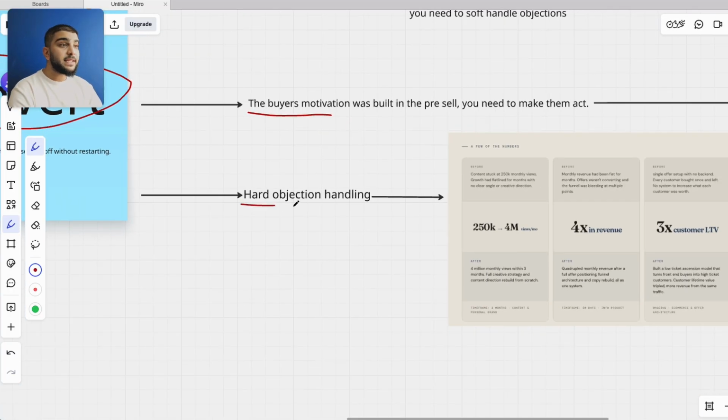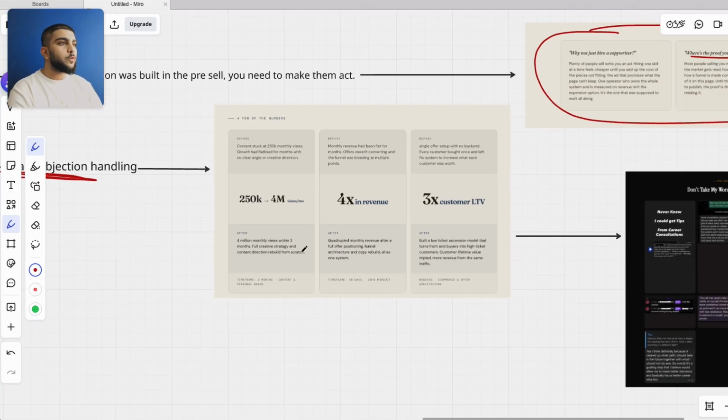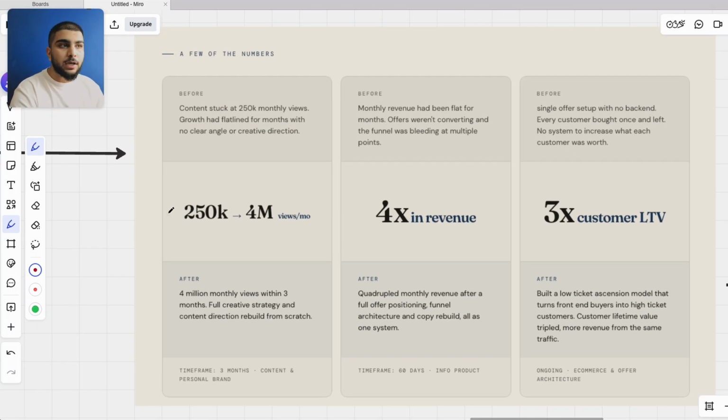Now the next step is hard objection handling, and this is where you can really cook. So for example, on my page, I took a client from 250k views a month to 4 million views a month within 3 months. And that is a very, very impressive statistic to put. So when that's on my page and someone views this, they are then impressed and be like, wow, okay, so he has results to back this up. He's not just chatting a load of shit, right?